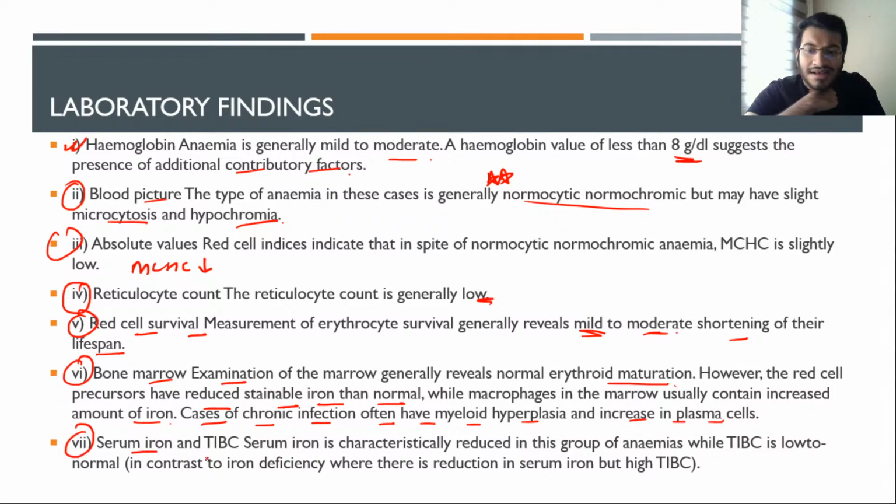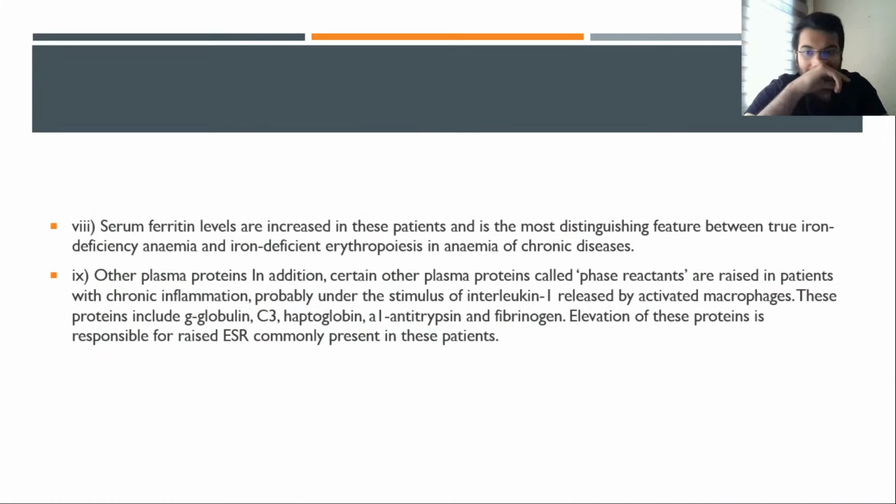Then serum iron and TIBC. Serum iron is characteristically reduced in this group of anemias, while TIBC is low to normal, in contrast to the iron deficiency, where there is reduction of the serum iron but high TIBC. Serum ferritin levels are increased in these patients and is the most distinguishing feature between the true iron deficiency anemia and iron deficiency erythropoiesis in the anemia of chronic diseases.